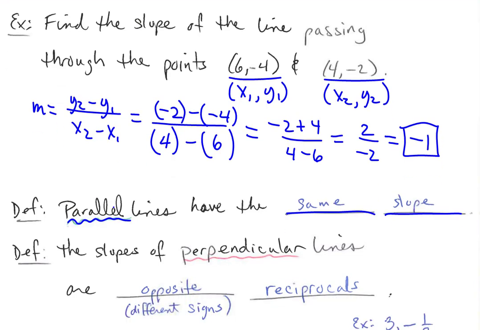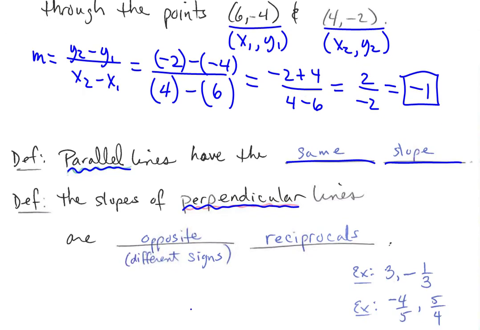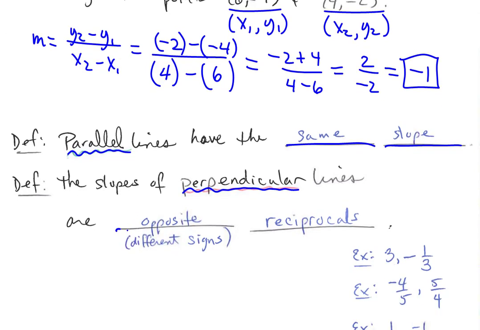Or secondly, we could say the slopes of perpendicular lines are what we call opposite reciprocals. So two words, opposite reciprocals. Opposite means different signs, so one positive, one negative. And reciprocals means kind of flipped over. We've seen that word used already in the past.